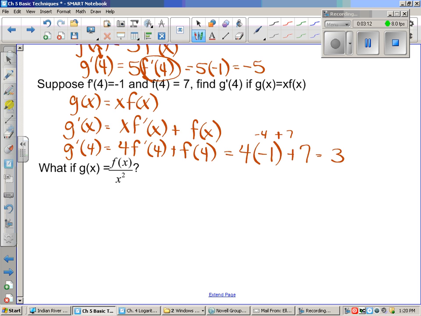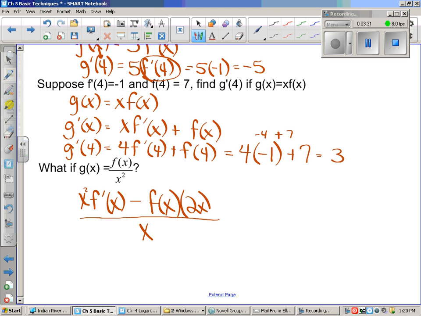All right, what if instead g of x equaled f of x divided by x squared, using the same supposing information? So this one would require the quotient rule. That's low times the derivative of high minus high times the derivative of low all over low squared. And so just to plug in that information once again, that's your g prime of x. So now if we want g prime of 4, every place that you see an x, you're going to put 4.